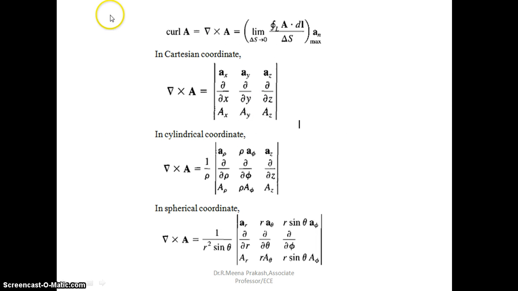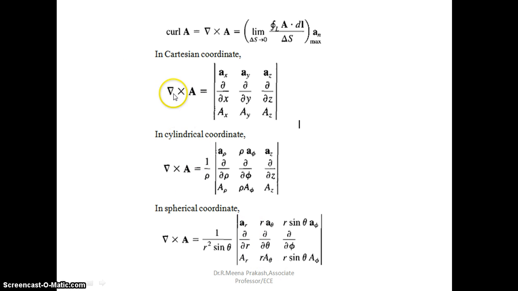Okay, so curl of A, del cross A, equals limit del s tending to 0, line integral. So here it relates line integral to surface integral, while the divergence relates surface integral to volume integral. Curl relates line integral to surface integral. So there is the line integral of A dot dl by del s, the maximum. So this is the formula for curl. Here also we are representing it in the 3 coordinate systems.